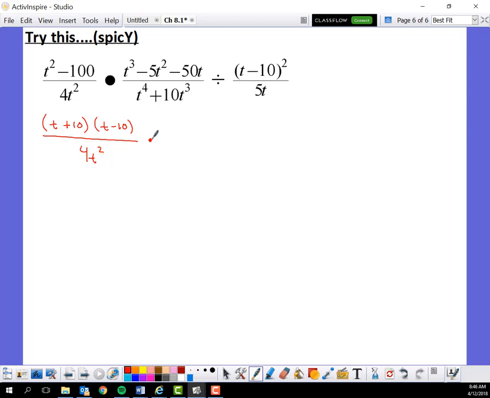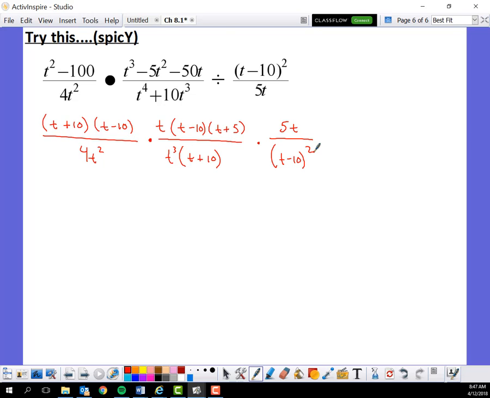Okay, so 4t squared, we'll leave that alone. Okay, the numerator here, I can do two things. I can factor out a t on the second numerator, and then I'm looking for two things that would multiply to give me negative 50 that add up to -5. So that's going to be t minus 10 times t plus 5 all over, factor out a t cubed, and we get t plus 10 on the denominator. Change the division to multiplication, so we're multiplying by the reciprocal, 5t over t minus 10, the quantity squared.